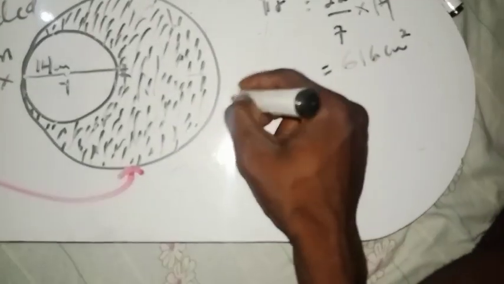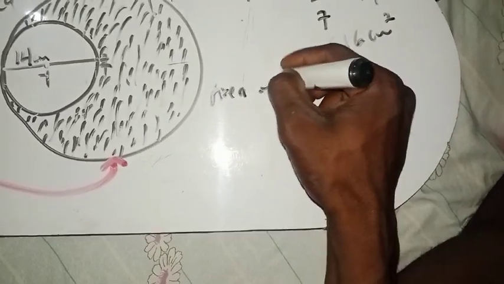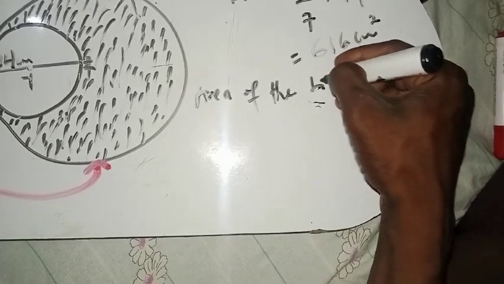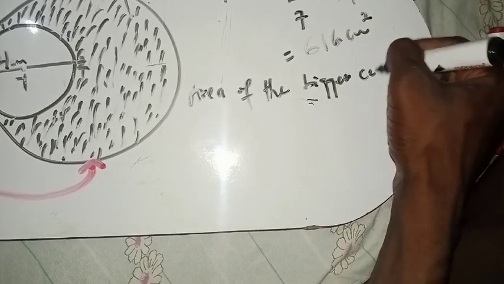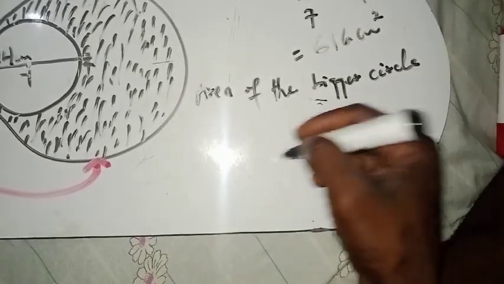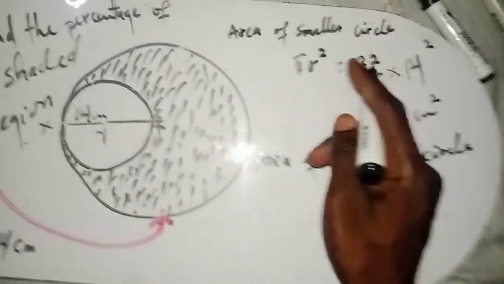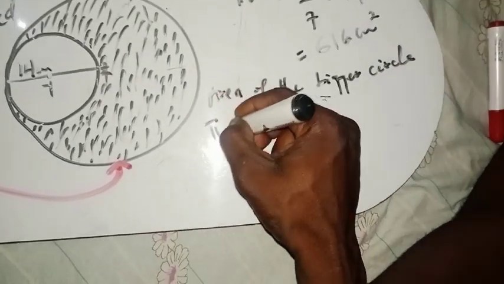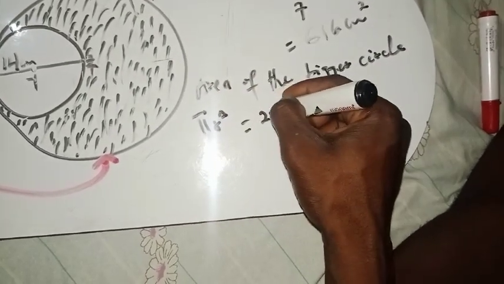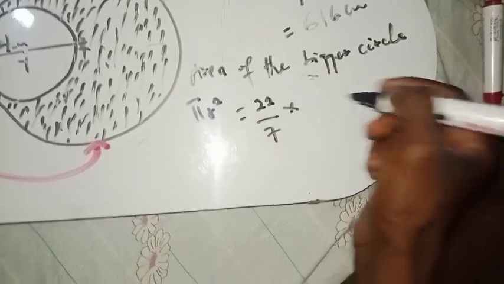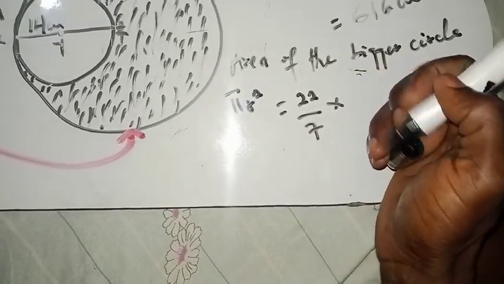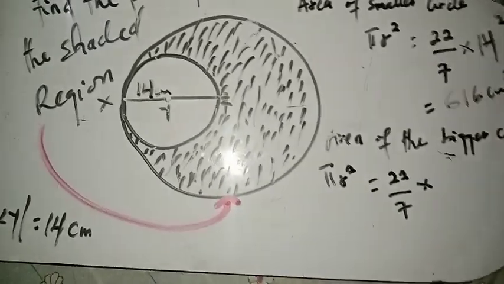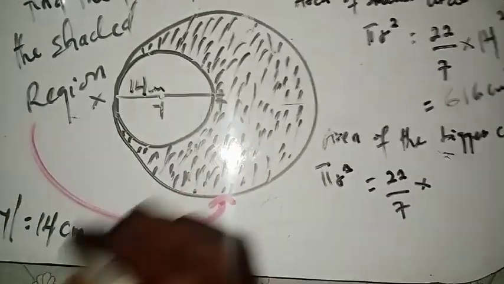So you need to find the area of the bigger one. So the area of the bigger circle, with a similar approach, same definition, just that we are differentiating the smaller one and the bigger one. That is the same as saying pi r squared, which is equal to 22 on 7, then multiplied by the radius. What will be the radius? That is very, very important here. What will be the radius of the smaller one? That is 14 centimeters. So look at the bigger one.